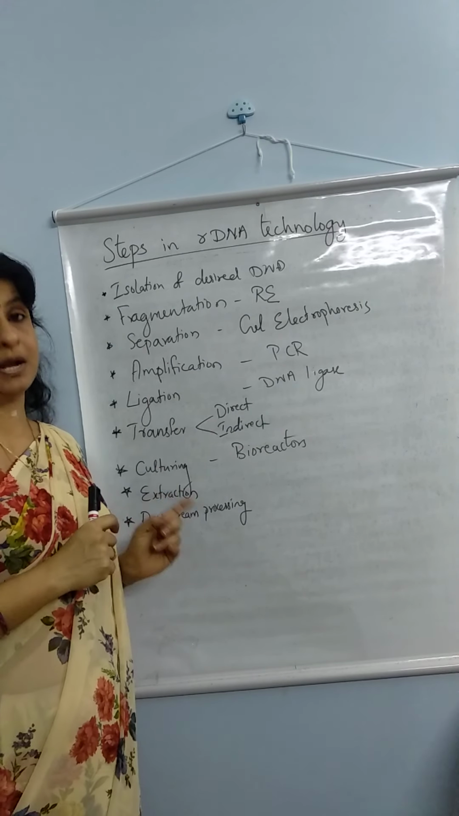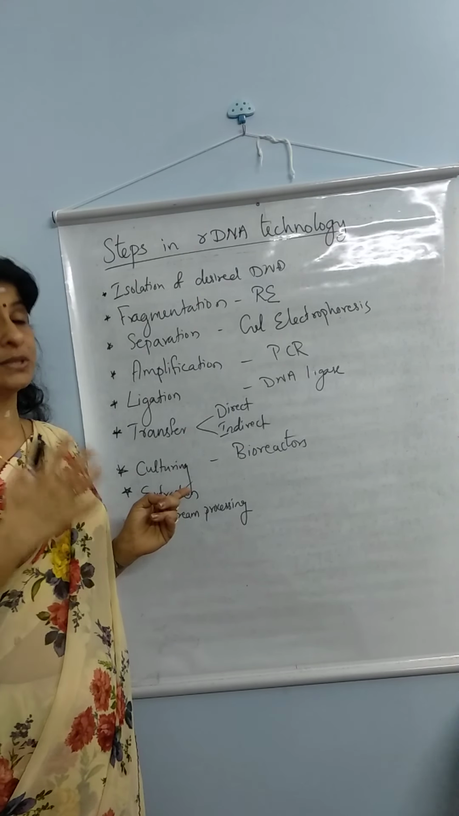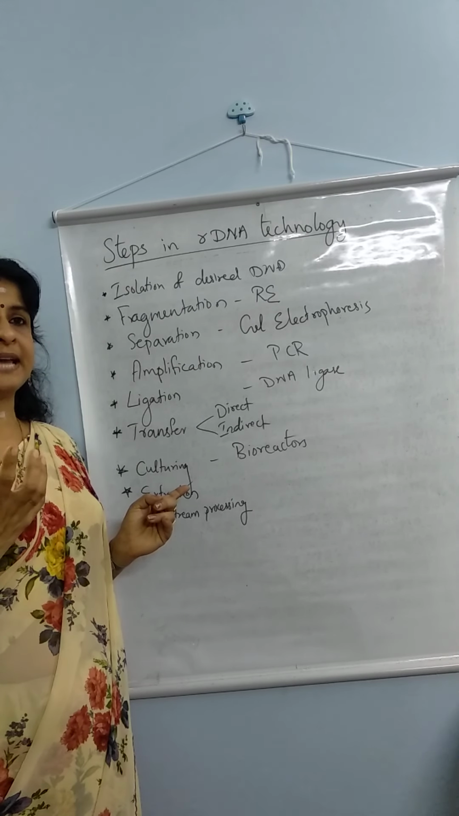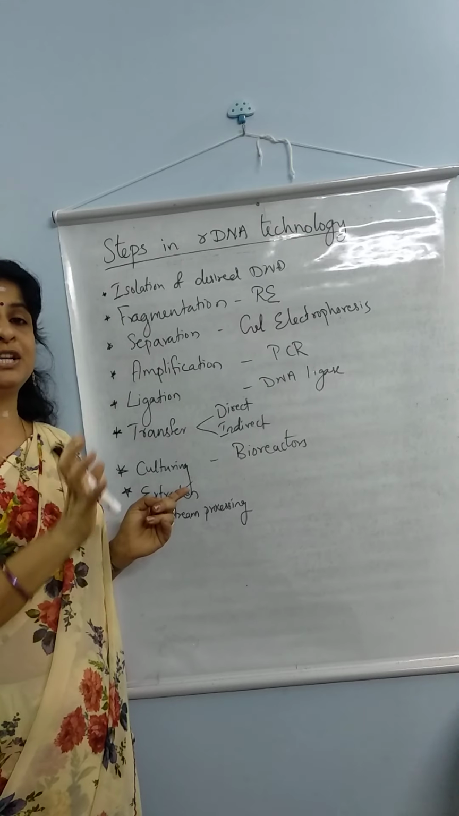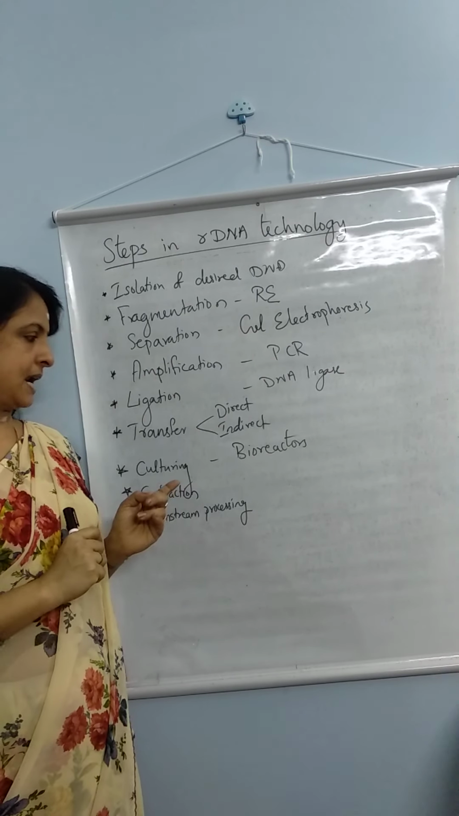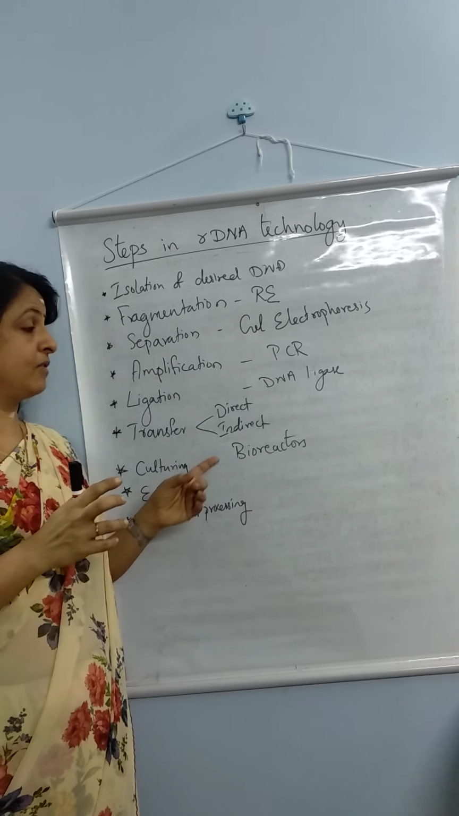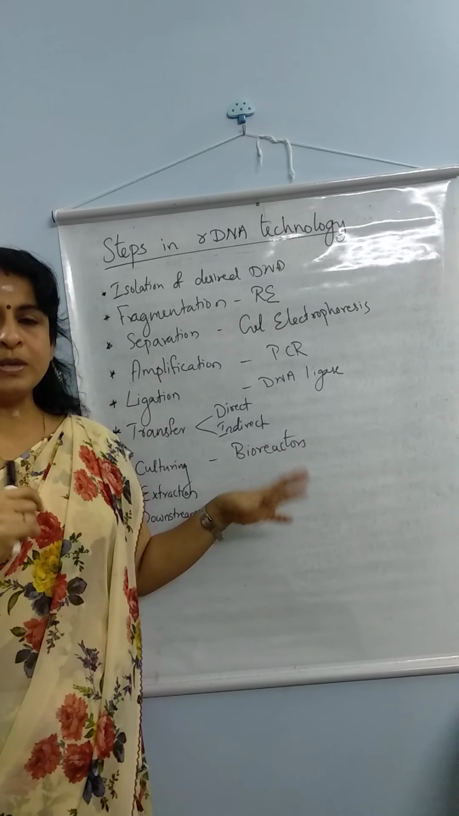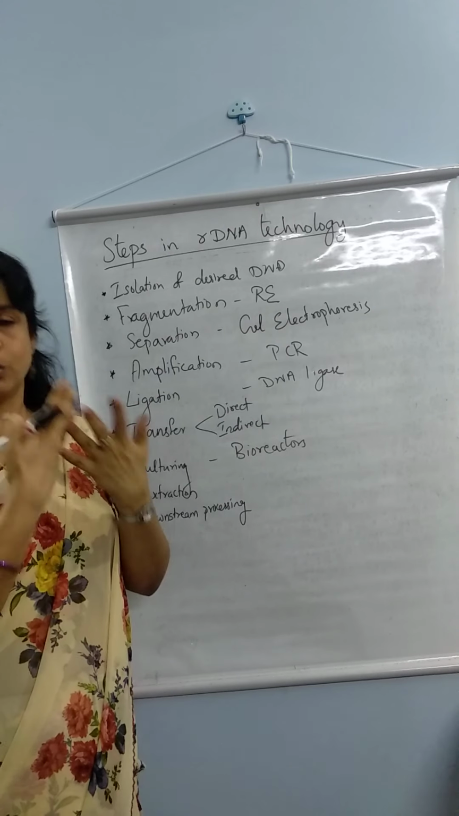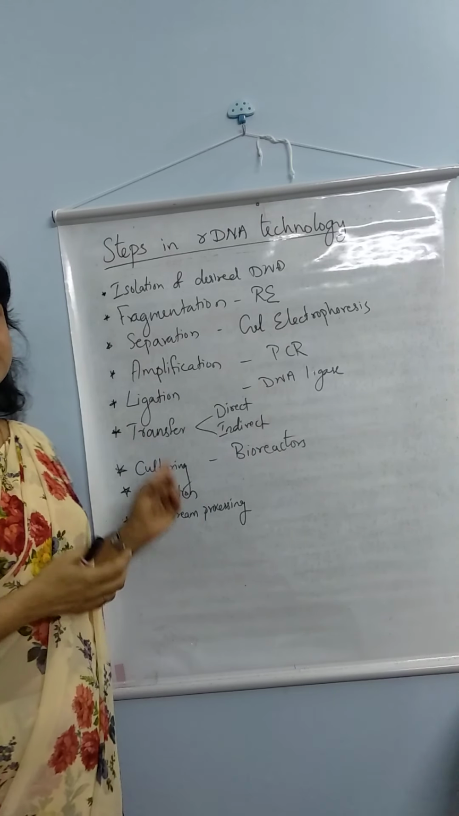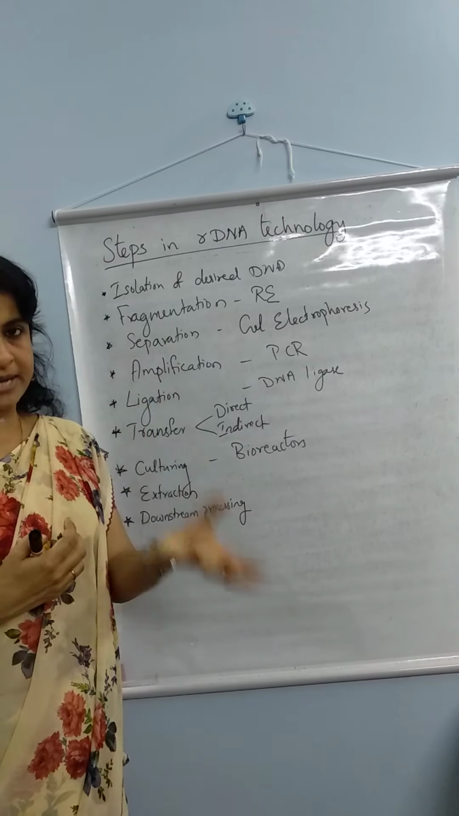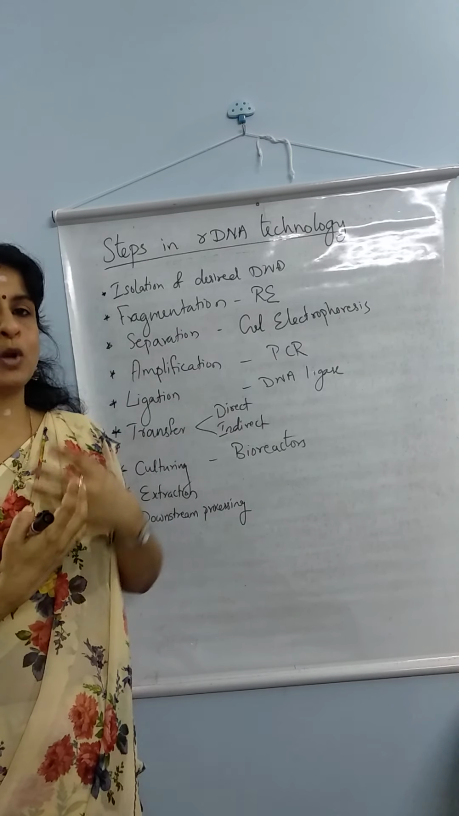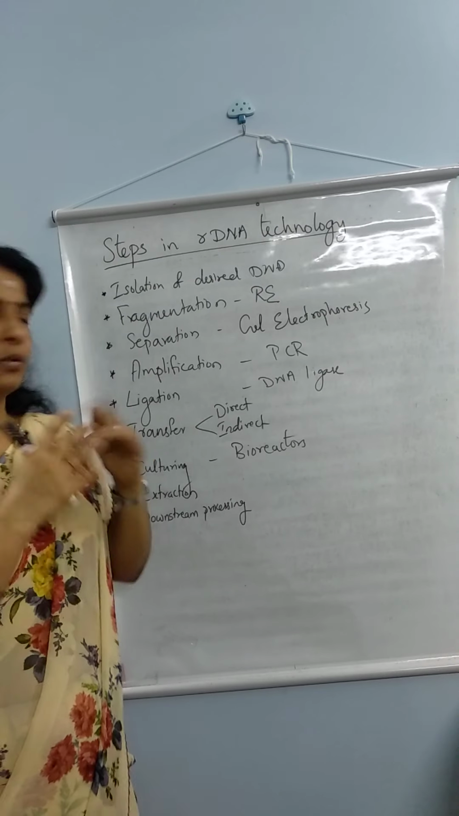Then we have to culture. Culturing is done when the host organism is a microbe. For plants, tissue culture methods are used. For microbes we use huge vessels called bioreactors, in which the microbes can be cultured or grown, and after that we will do extraction. The desired products, that is the recombinant proteins, are extracted from the microorganism from these bioreactors.